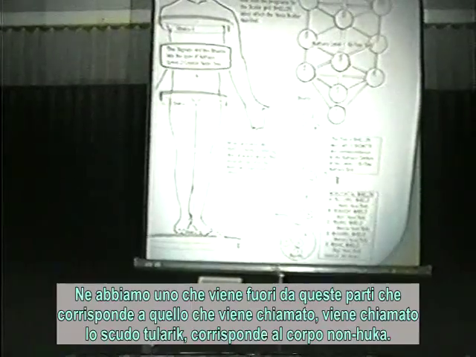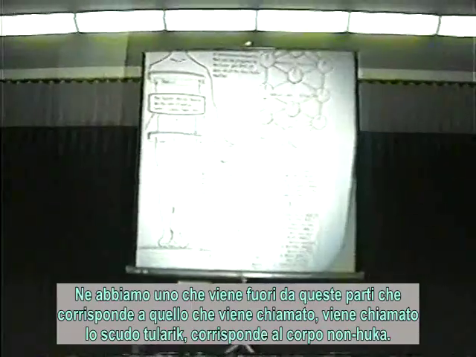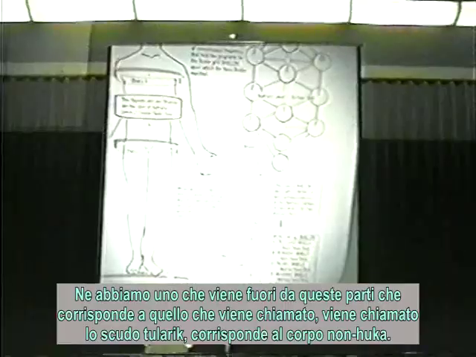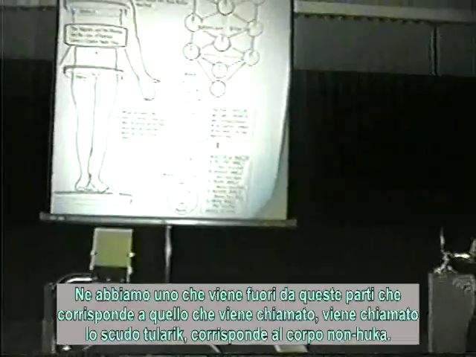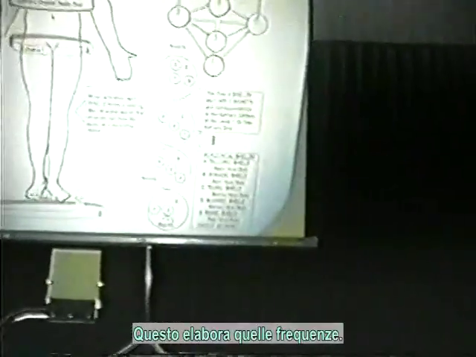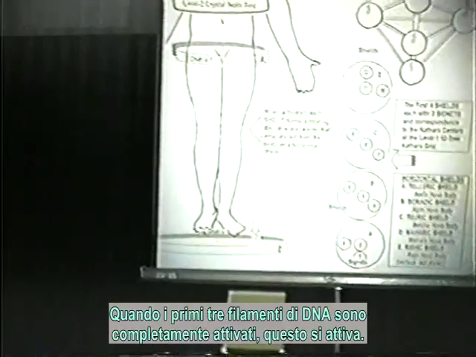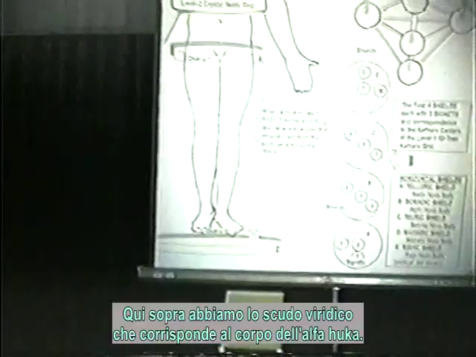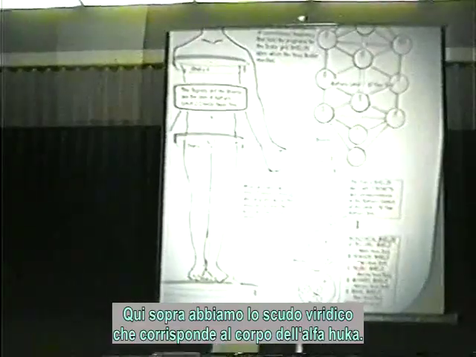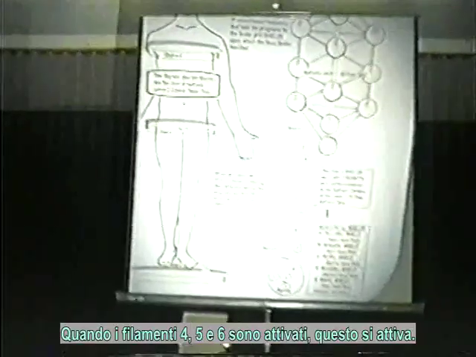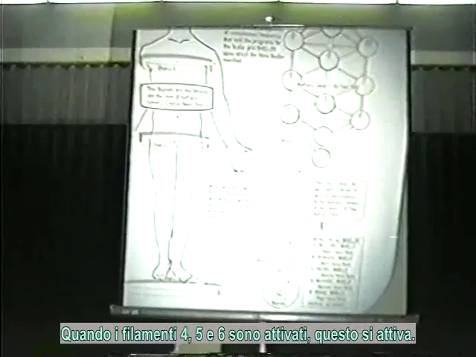We have not only the Maharic shield, which corresponds with the Mahara Huba body, we also have other shields. We have one that comes out around here called the telluric shield, which corresponds to the Nada Huba body. That processes those frequencies. When the first 3 DNA strands are fully activated, this activates. Up here, we have the Doritic shield that corresponds to the Alpha Huba body. When you have strands 4, 5, and 6 activated, this activates.